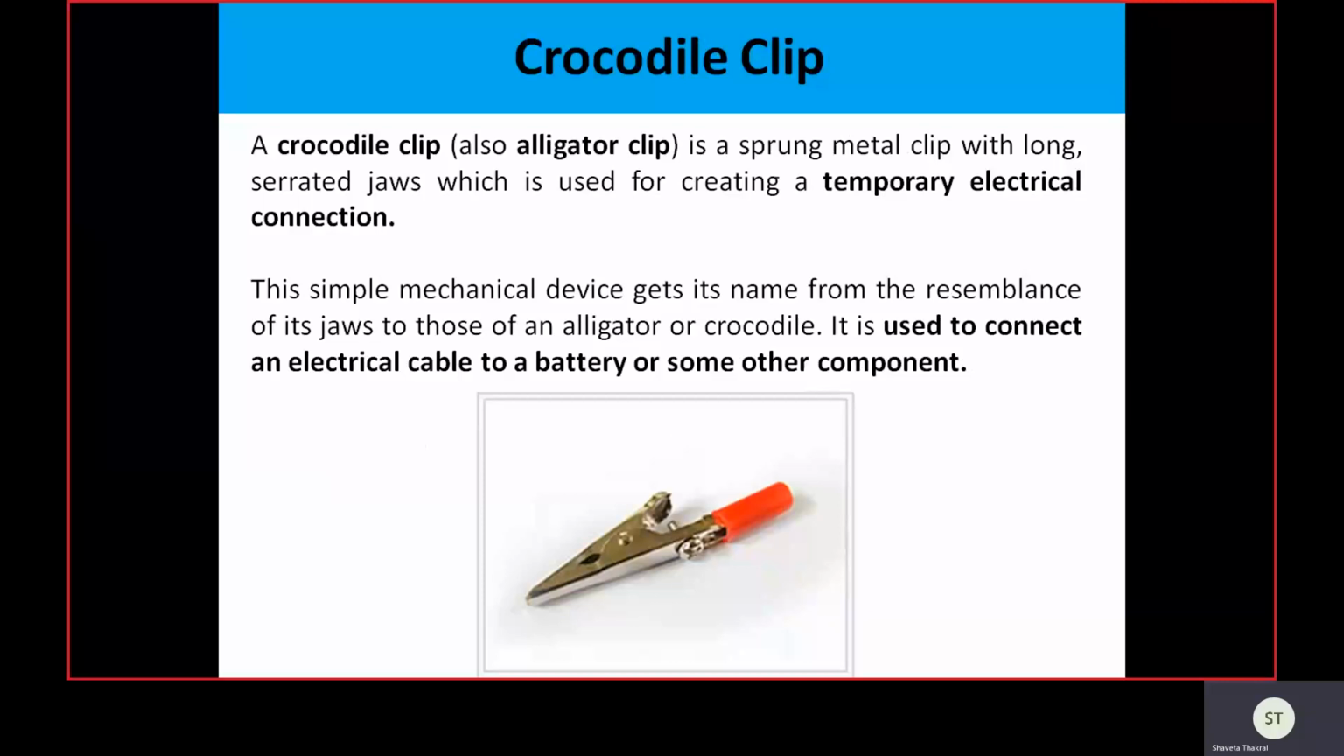Then the next device is the crocodile clip. The crocodile clip is also called an alligator clip because of the resemblance of its jaws to the jaws of an alligator or crocodile. The purpose of this crocodile clip, as we can see here, is for temporary electrical connections. Basically, the cable is connected to the battery or some other components we have discussed. For temporary connection we can use it.